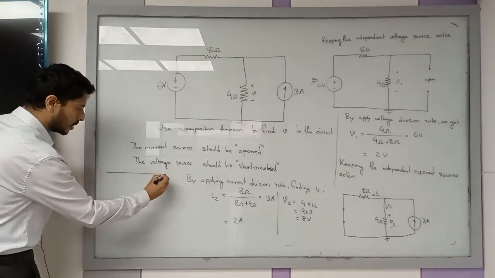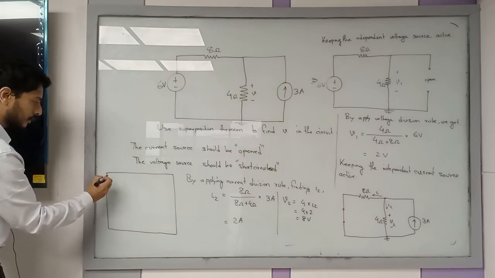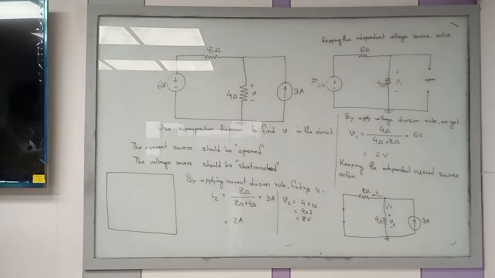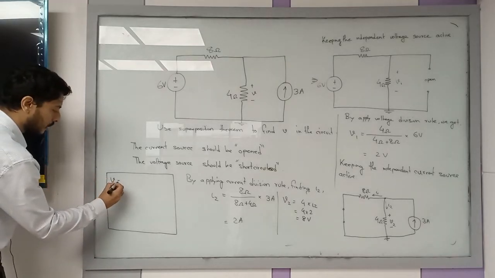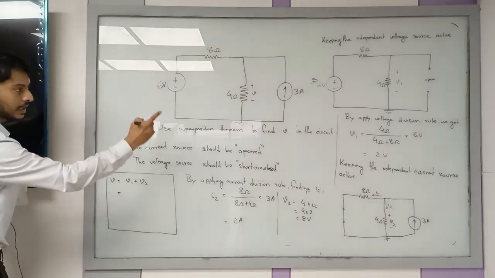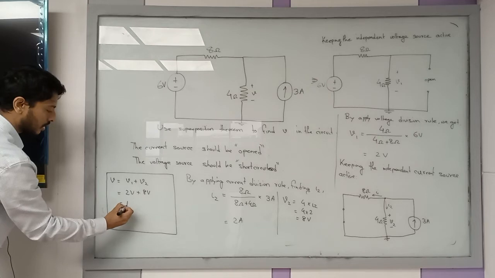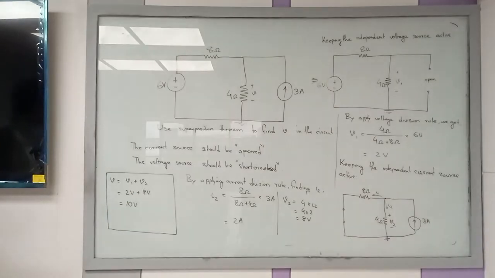So now you can calculate the total contribution of the voltage across the 4 ohm resistor. Your total contribution, which is V volt, is equal to V1 plus V2. Your V1 is 2 volt and V2 is 8 volt, so your result will be 10 volt. Okay? So this is how you solve a superposition theorem problem. This is how you have to analyze the circuit.